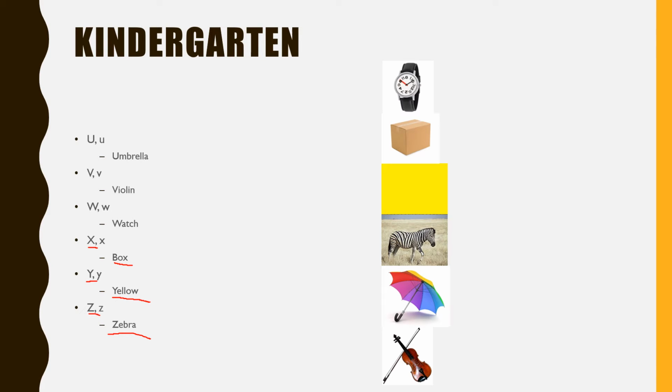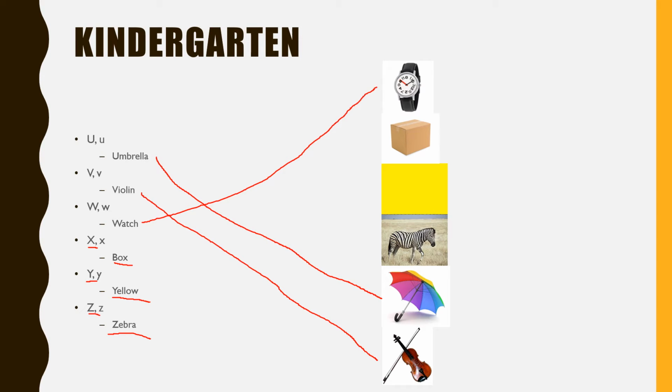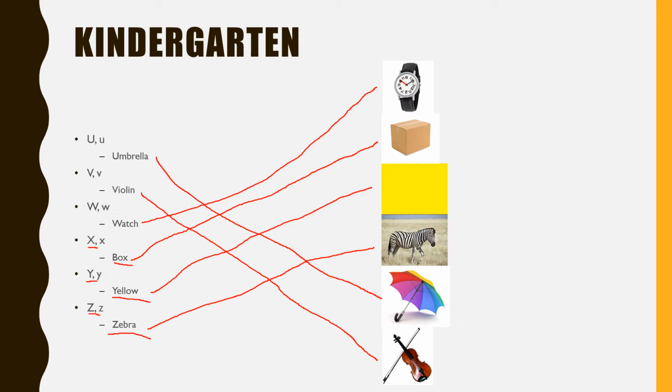All right, so there's an umbrella. This is a violin. This is a watch. This is a box. This is yellow. And this is zebra. Okay.